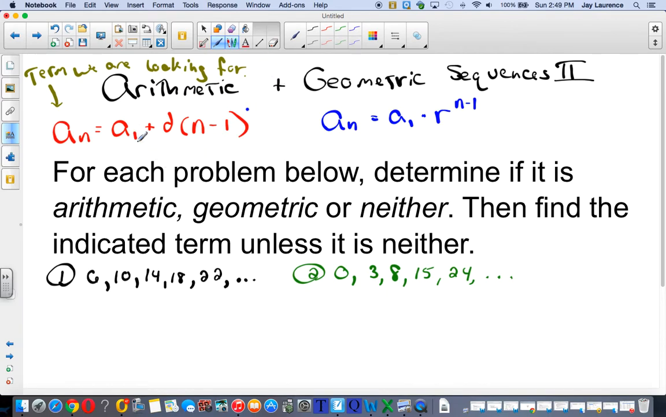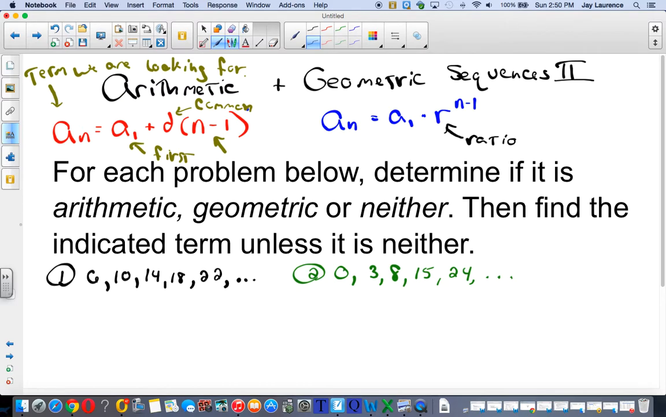Anyway, a sub 1 is our first term. D is the common difference, and it's got to be the first difference, right? Because it's got to be a linear function to fit the arithmetic sequence. And then n minus 1 is the number before the number we're counting to. N is the number we're counting to. That's a mouthful. Okay, and geometric is very much similar, except the r is the common ratio.